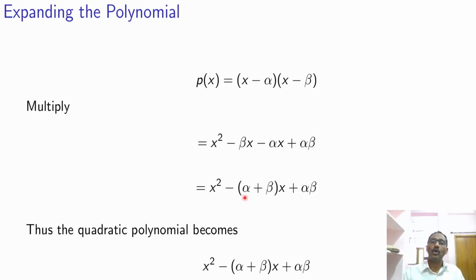In place of alpha plus beta, I took it as capital S. Alpha beta, I take it as capital P. So here p of x equals x square minus of alpha plus beta times x plus alpha beta. This is the required quadratic polynomial. In this way we got the formula.